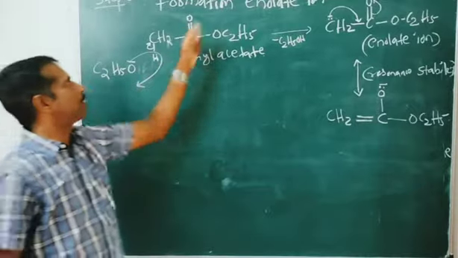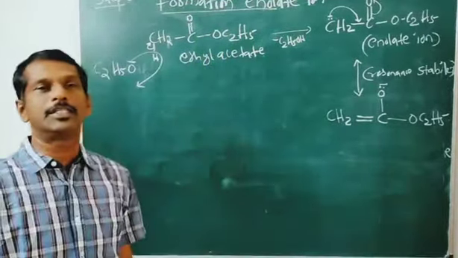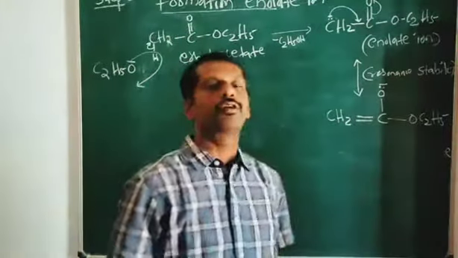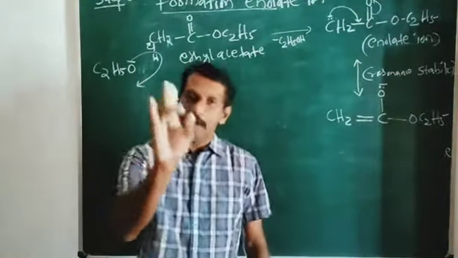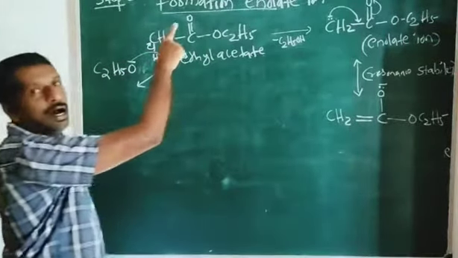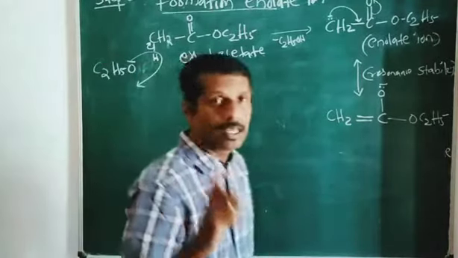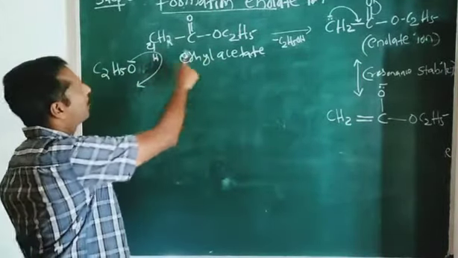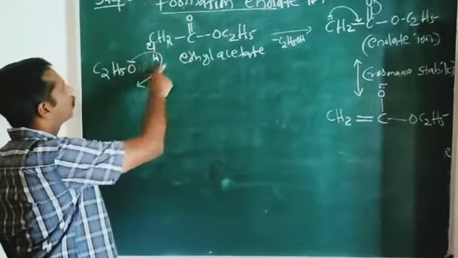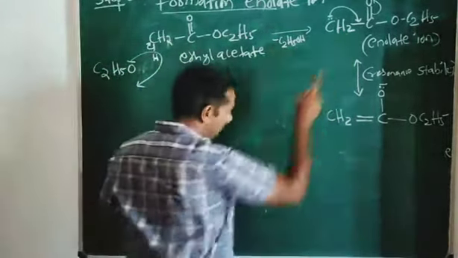So this is the first step, formation of enolate ion. How is the enolate ion forming? Our base is sodium ethoxide, that is C2H5O minus, which removes a proton from the first ethyl acetate molecule. Of course, we need two molecules of ethyl acetate. From the first molecule, a proton is removed by our base, and we get the enolate ion.